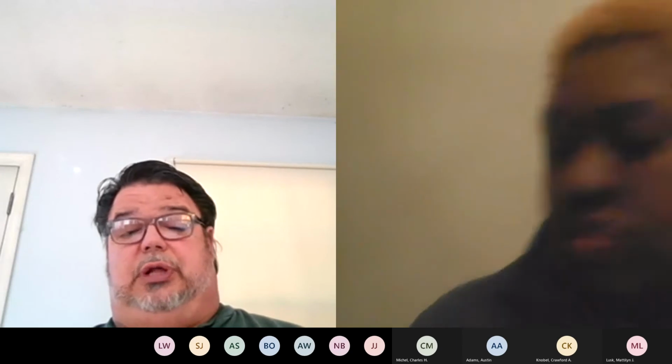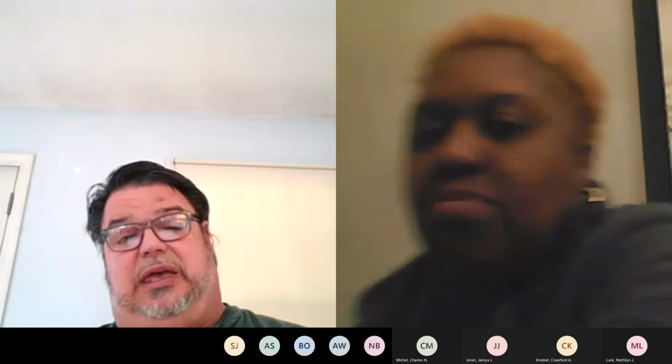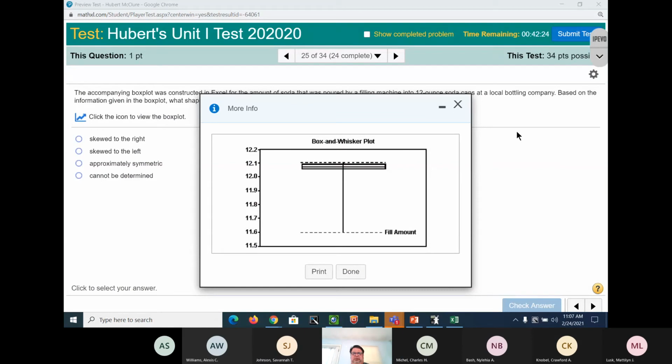The next one, okay. The accompanying box plot was constructed. This looks like it's skewed. I can't even tell. Would you mind presenting your screen real quick? Oh, sorry. Thank you. This is really not a good box plot. If you use this as a base, all the data is on the left, so that means it should be skewed what? Right?